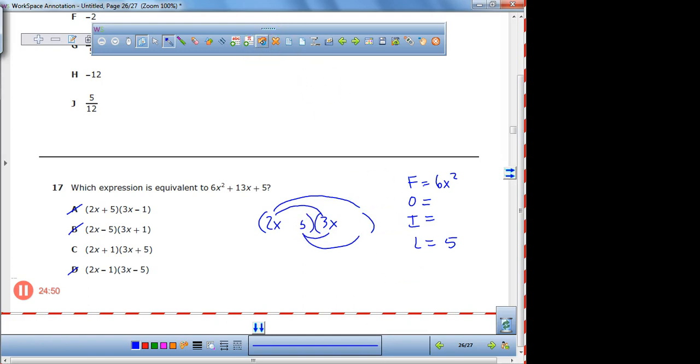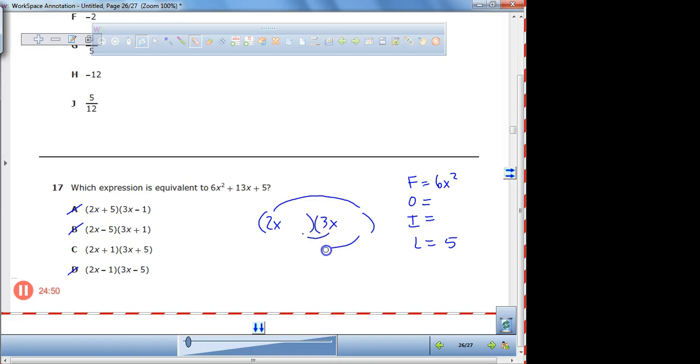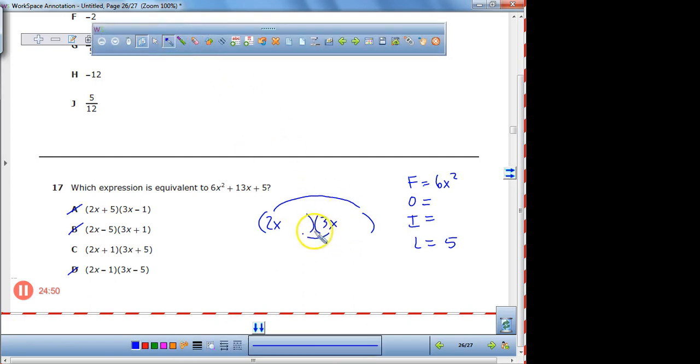But what you really have to check is not your first and your last. When you're factoring, I'm worried about my outside and my inside terms adding up to 13x. So 2x times 5 is 10x, and 1 times 3x is 3x. And what do those add up to? Those add up to 13x. That's why these are considered to be the factors.